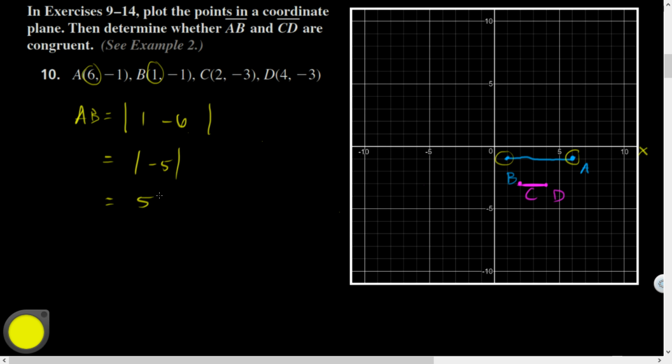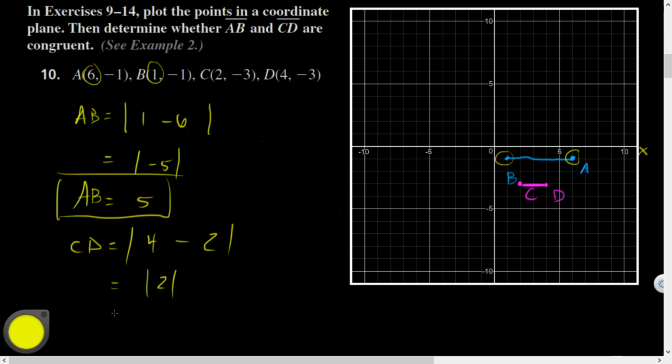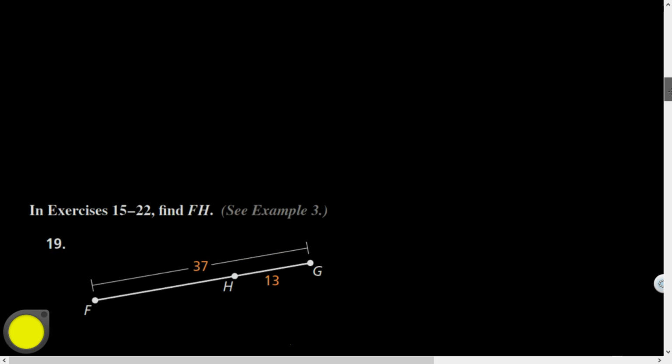And distance is something that's positive, so AB, the number representing the distance from A to B, is 5. CD is similarly going to be the absolute value of the difference of 2 and 4, so I'll do 4 - 2 this time. Abs 2 is equal to 2. And because these are not equal, therefore AB, the segment, is not congruent to CD. So that makes sense. Nothing too crazy, right?